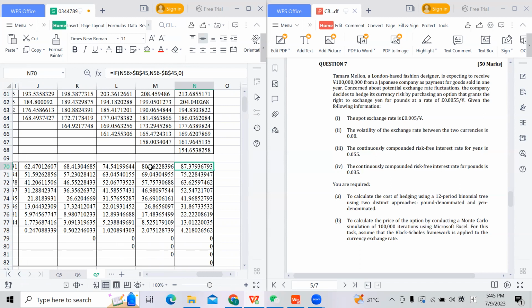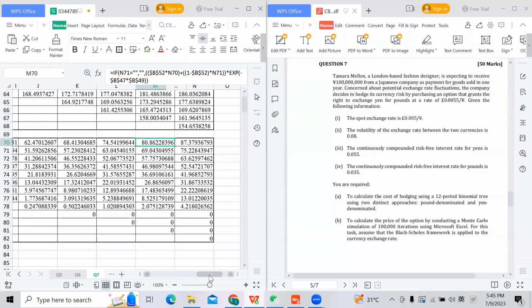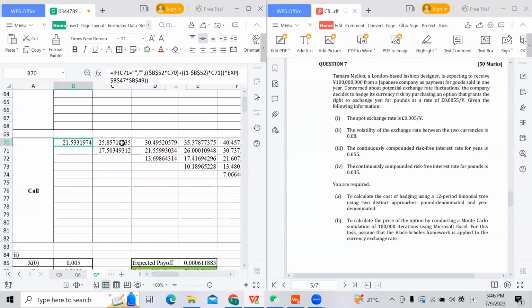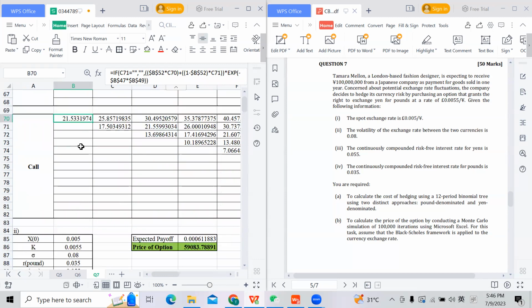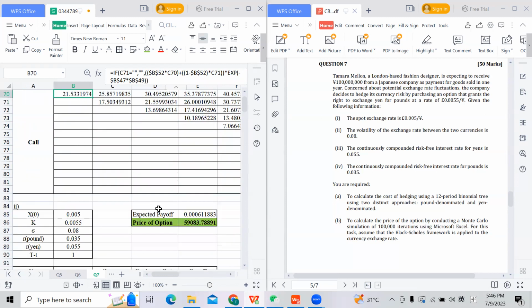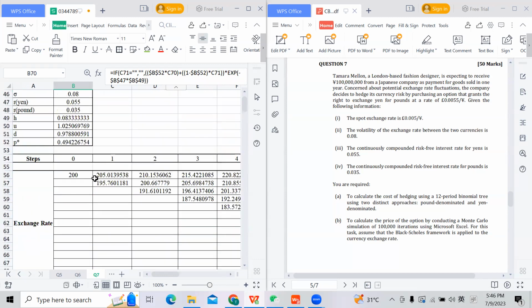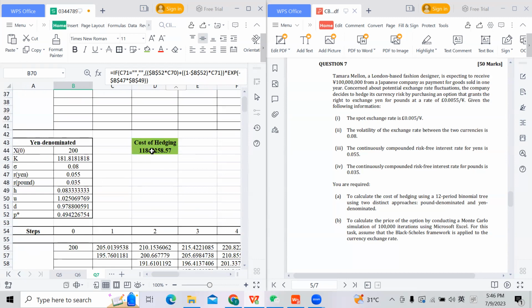Yeah. And then for this part, it's still the same method to find the call price, the CUCB. Okay, after calculating the call price, we will get our cost of hedging.